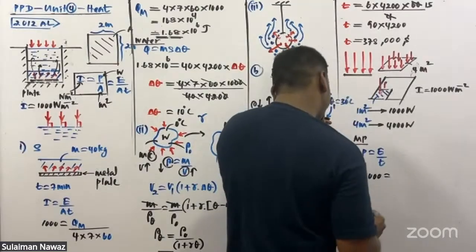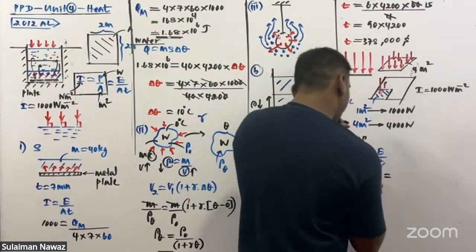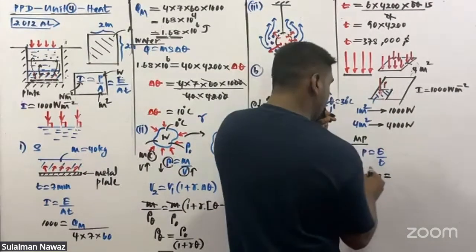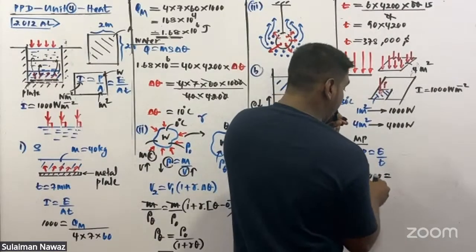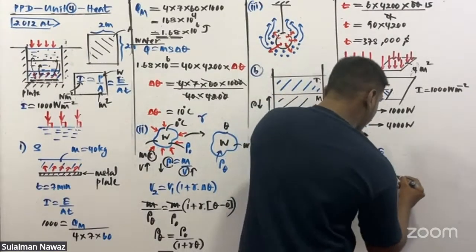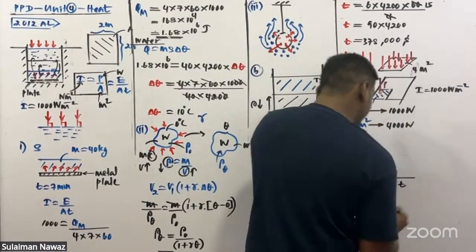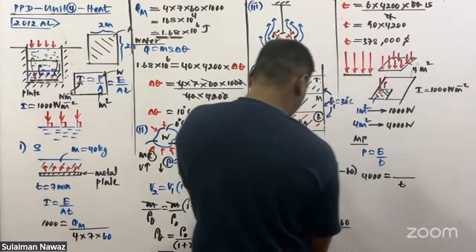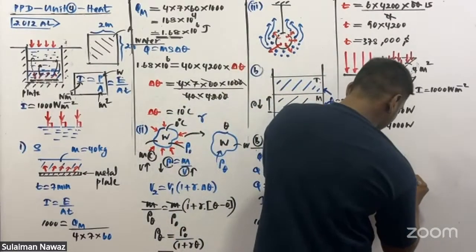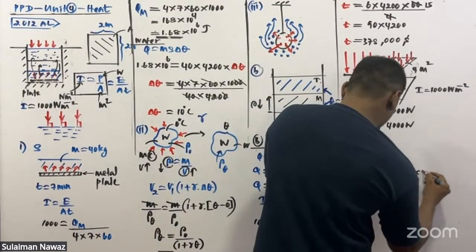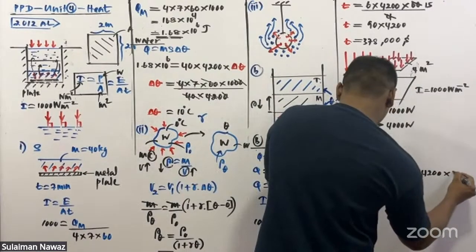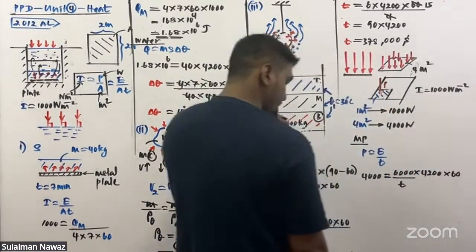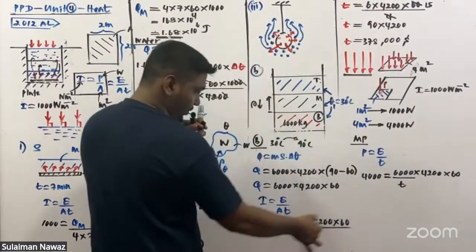Then when 4000 watts of solar power is incident on the metal plate for a simple time period t, the amount of heat absorbed by the metal plate is this much: 4200 into 60. Then when you substitute, it is the same story.